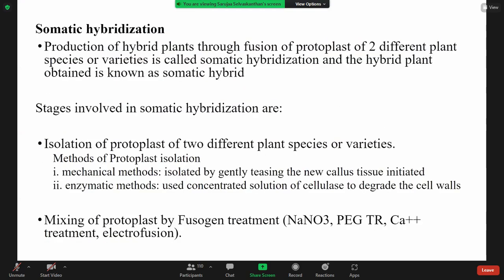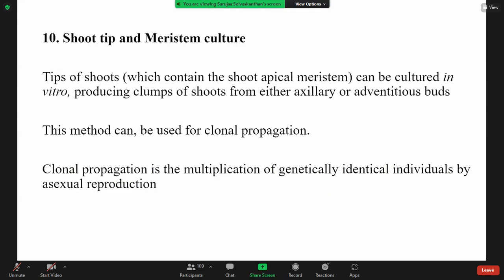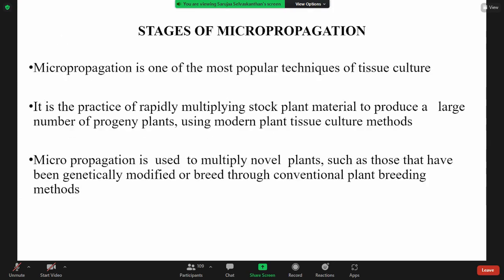Then shoot tip and meristem culture. Tips of shoots can be cultured in vitro, producing clumps of shoots from axillary or adventitious buds. We can choose the shoot tips or the apical meristem for shoot tip culture and meristem culture. We know that meristem culture, not shoot tip culture, can possibly give plants free from virus. The stages of micropropagation we can study in the next class, right?